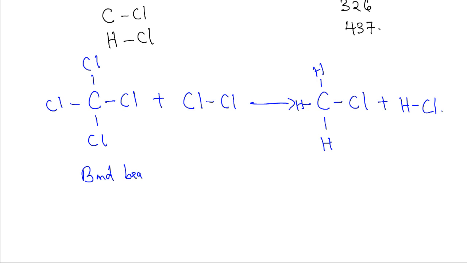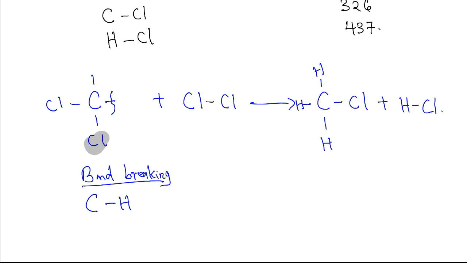Let's first deal with bond breaking so that we see the bonds that are broken. There is a carbon-hydrogen bond being broken, and there is also a chlorine-chlorine bond. For the attack to take place, there has to be this breaking. This is methane, where carbon is bonded to hydrogen. So there is a carbon-hydrogen bond that is broken, and that is plus 414 kilojoule, that is bond breaking.